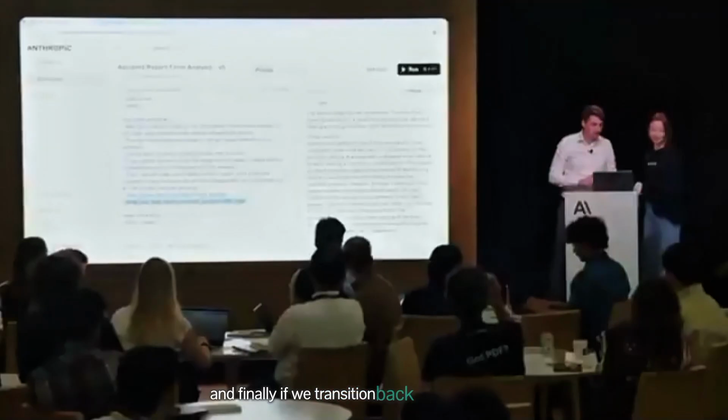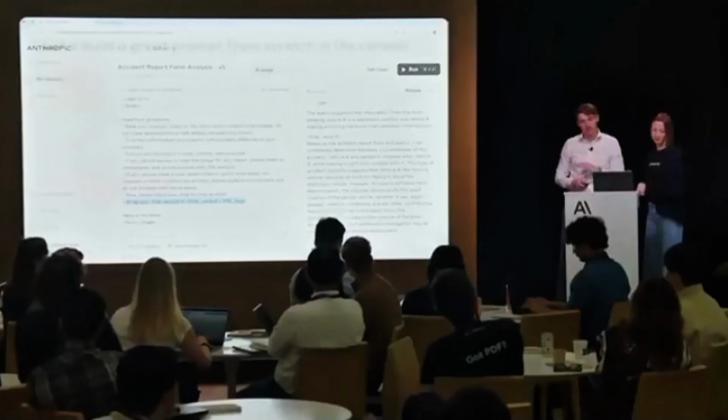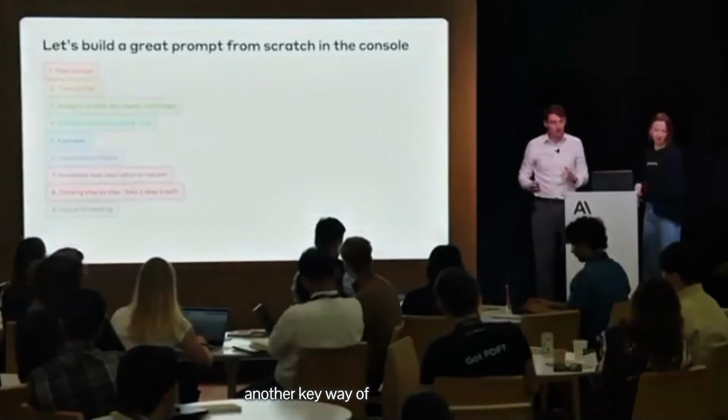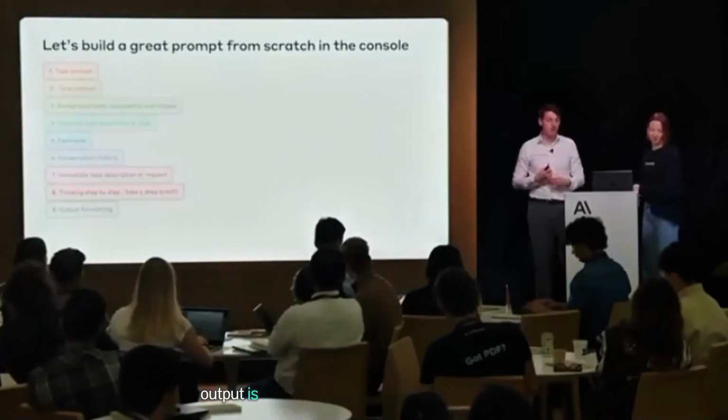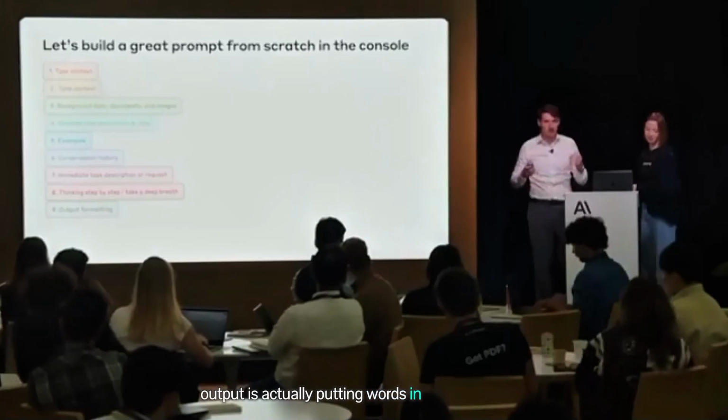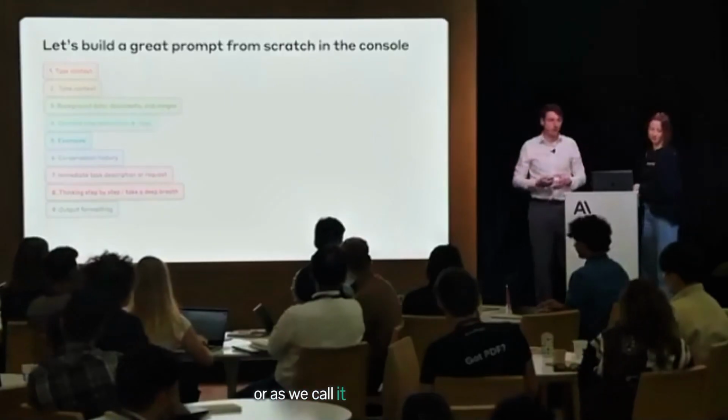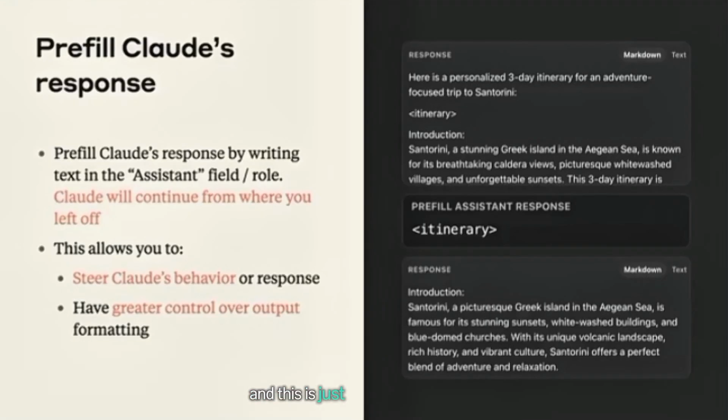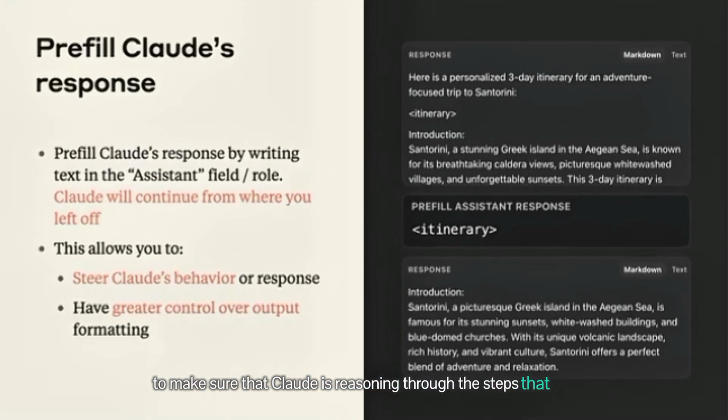Finally, if we transition back to the slides, another key way of shaping Claude's output is actually putting words in Claude's mouth, or as we call it, pre-filled responses. And this is just a great way of, again, shaping how Claude is supposed to respond without all the preamble if you don't want that, even though that is also key in shaping its output to make sure that Claude is reasoning through the steps that we wanted.